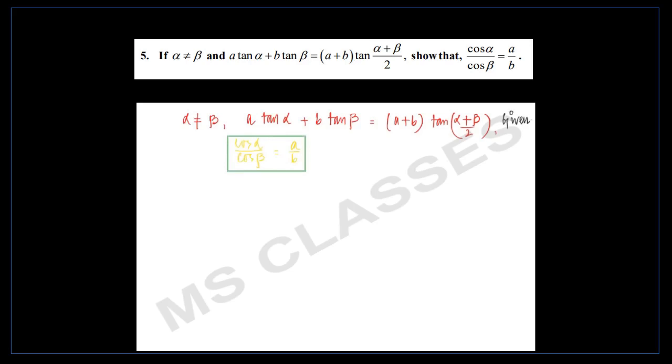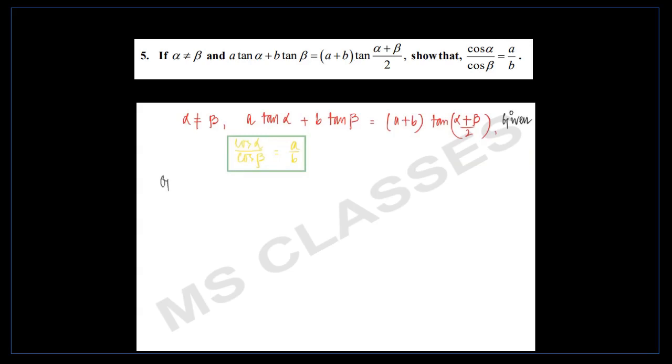Now, this is the given condition, and this is what we need to show. First of all, looking at what we need to prove, A and B are isolated. Here we have A plus B, but we don't have that in the result, so we have to isolate A and B. Secondly, we have tan here, but ultimately the proof needs cos. That means we have to split tan into sine and cos. So from the given information, start right now.